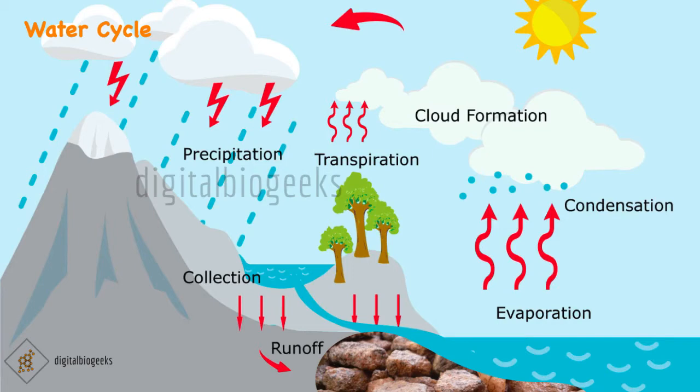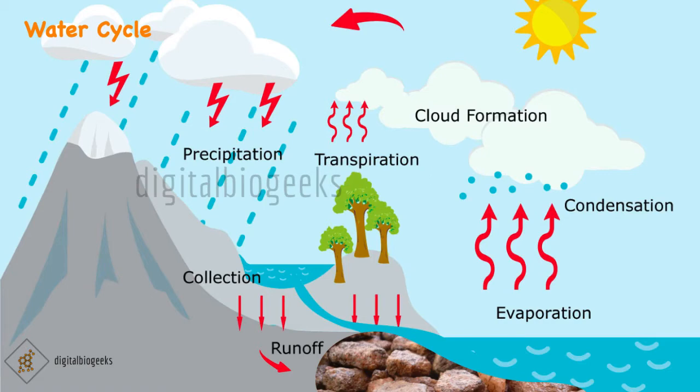The water from water bodies is continuously evaporated into the atmosphere. But have you ever thought why the water bodies are not drying up? The reason is the water cycle. Water from water bodies gets evaporated into the atmosphere as water vapors due to heat radiation from the sun. The water from plants is also evaporated into the atmosphere by a process called transpiration.